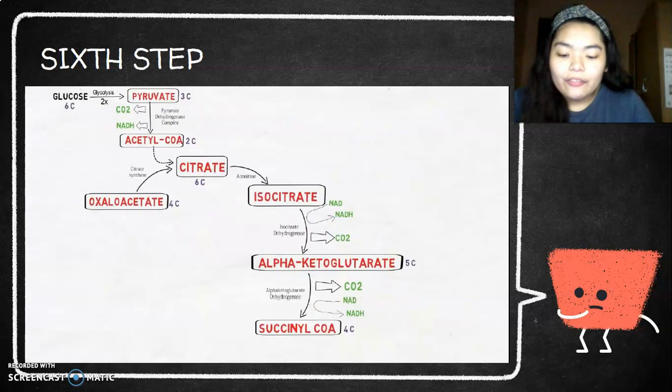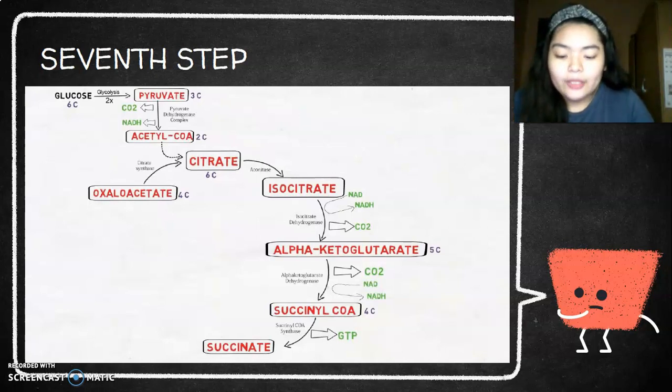Next, the alpha-ketoglutarate is converted into succinyl-CoA by the enzyme alpha-ketoglutarate dehydrogenase, and in this reaction, also a molecule of NAD is reduced to NADH and a molecule of carbon dioxide is released. Hence, the succinyl-CoA is a 4-carbon compound.